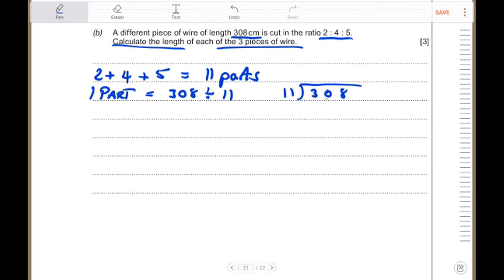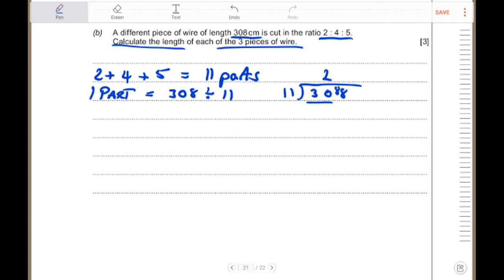How many 11s in 30? I'm not going to bother with 3. I know it's bigger than 3. So I'm going to just look at 30 straight away. How many 11s in 30? Or 30 divided by 11. Well, it's obviously 2, because 3 11s are 33, so that's too much. 2 11s are 22, leaving a remainder of 8 when you take 22 away from 30.